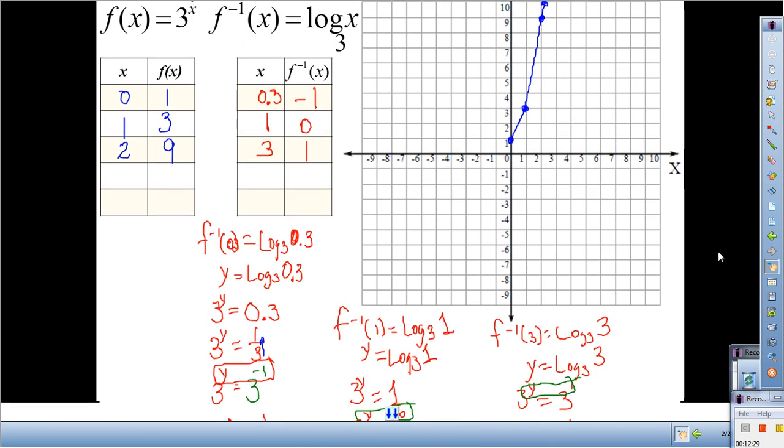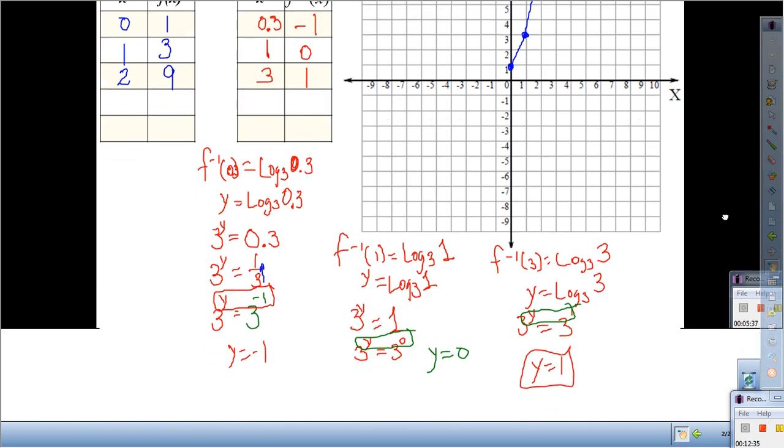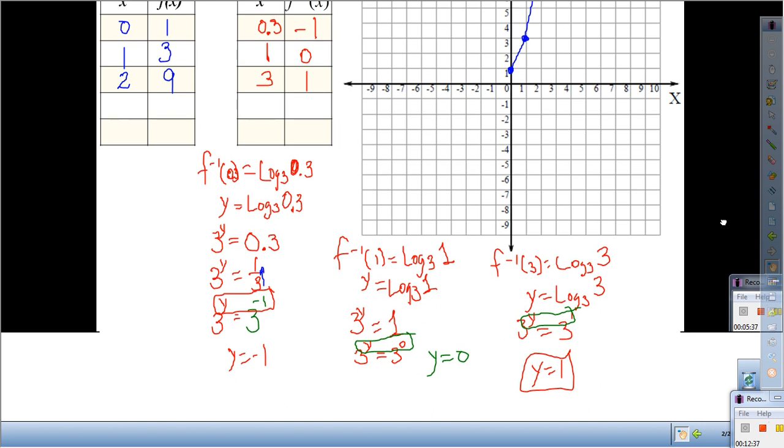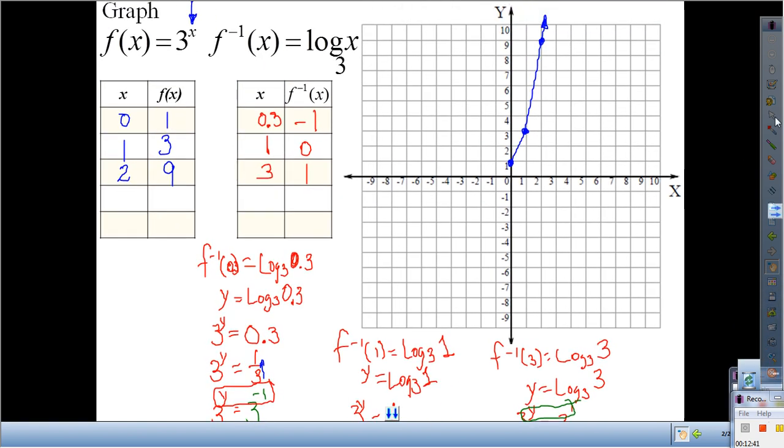All right. Now, if I was to choose one more value, you know what? We'll get to that in a minute. So let's graph those for right now. We got 1/3 and -1. Okay. 1, 0. 3, 1.